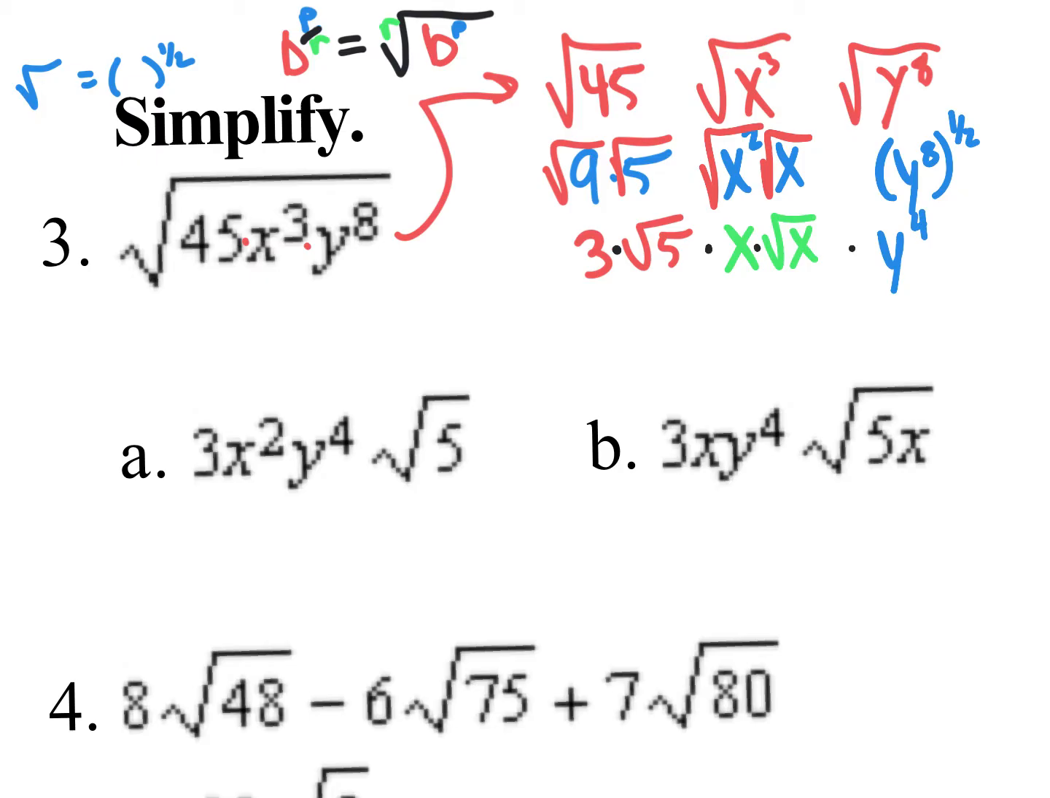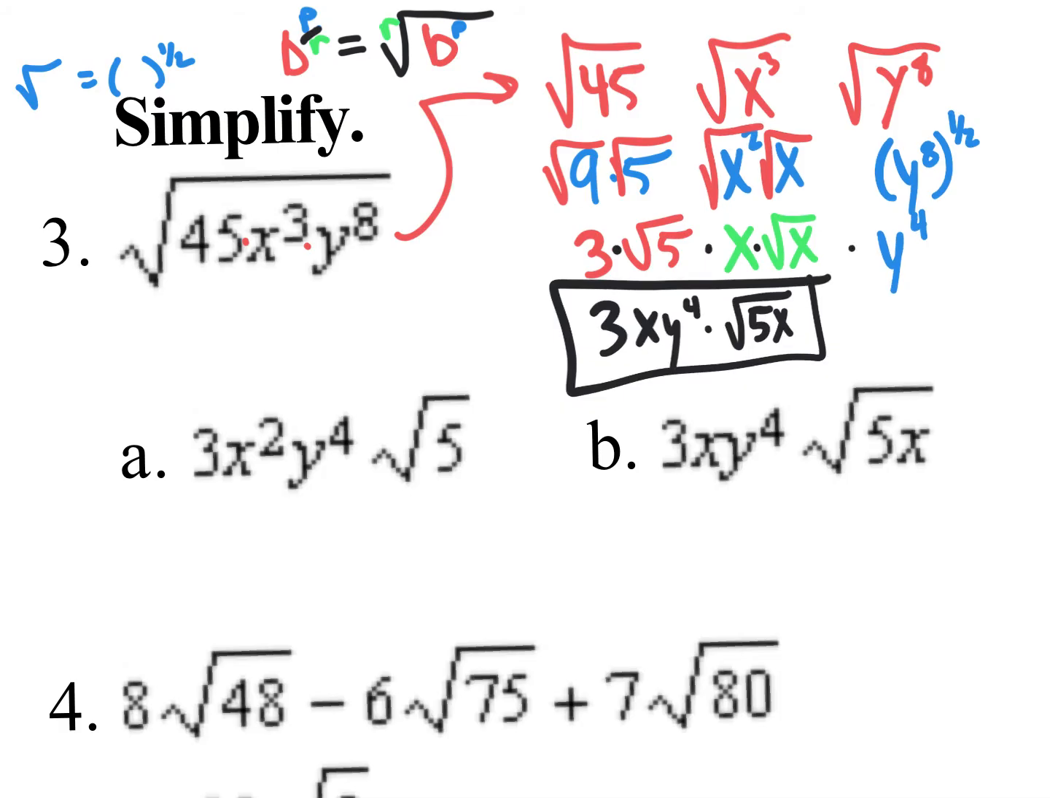The commutative property of multiplication allows us to do that. We have 3x y to the 4th times the square root of 5 times the square root of x. We might as well put those together: square root of 5x. And there is the answer that we should be able to find on our multiple choice answers. It's not that one. It is this one right here. Bingo bango. All right, you see, it's easy.